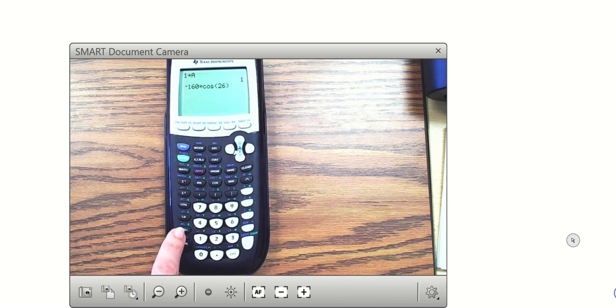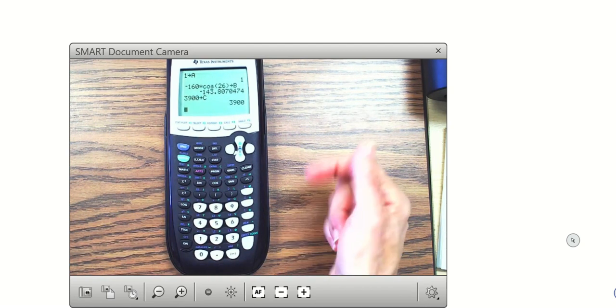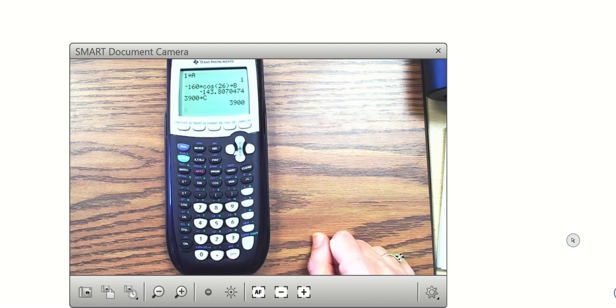And we're going to take that and store that, so I've got my store button again. We're going to store that in B. B is on this apps button, so I've got alpha, apps, that's B. Press enter, and it's giving me the decimal equivalent of negative 160 times the cosine of 26. Now I'm going to take 3,900, and I'm going to store that for C. So now, anytime I type A, B, or C, the calculator is going to use those values. All right, we'll come back to this in just a second.